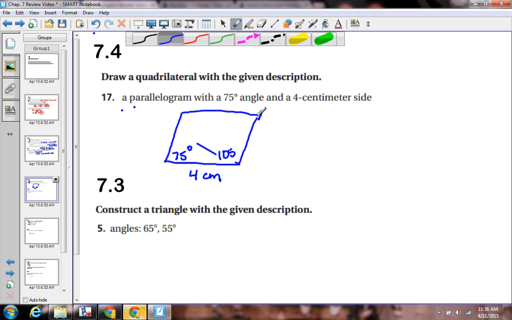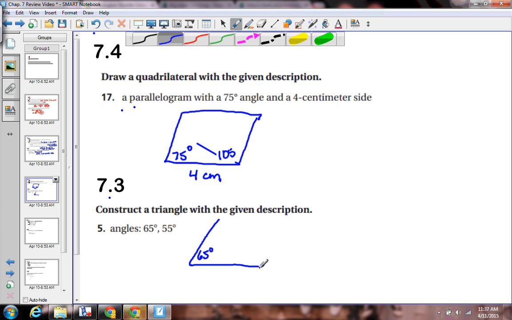And then again, I'm going to estimate for constructing the triangle. What I do is I draw my base first. Could be any length you want it to be, because it doesn't tell us anything about the base length. And you can choose either side, but I'm going to choose the left vertex to be 65. So I would measure with my protractor something like this to be my 65 degree angle.